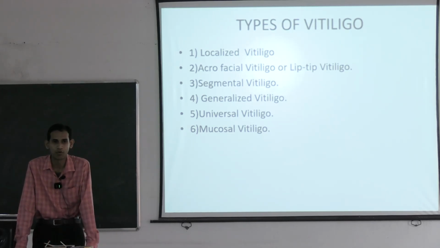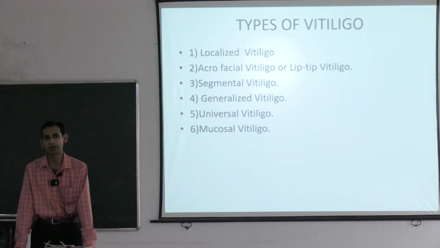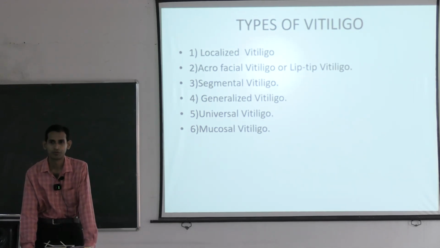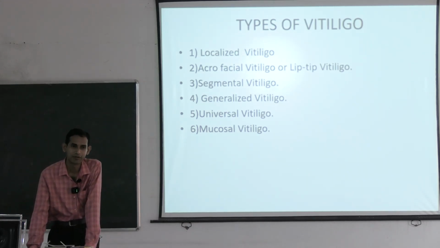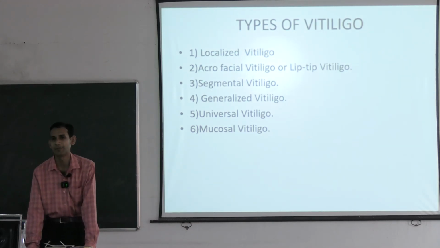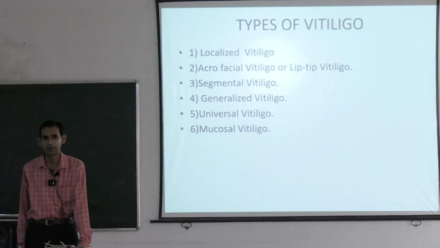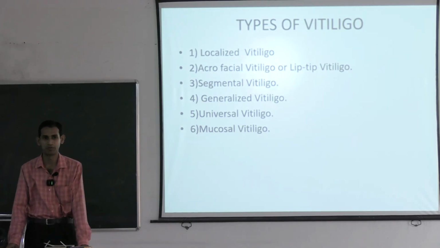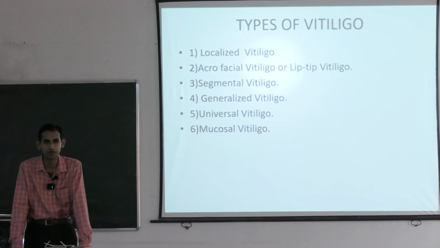So focal or localized type of vitiligo. In the focal vitiligo, the depigmented macules and patches are confined to a particular site or anatomical area. This is known as the focal or localized type of vitiligo. Now coming to the segmental type. What is segmental vitiligo? The depigmented patches are distributed over a particular dermatome. This is known as the segmental type of vitiligo. Segmental vitiligo is most commonly found in children.